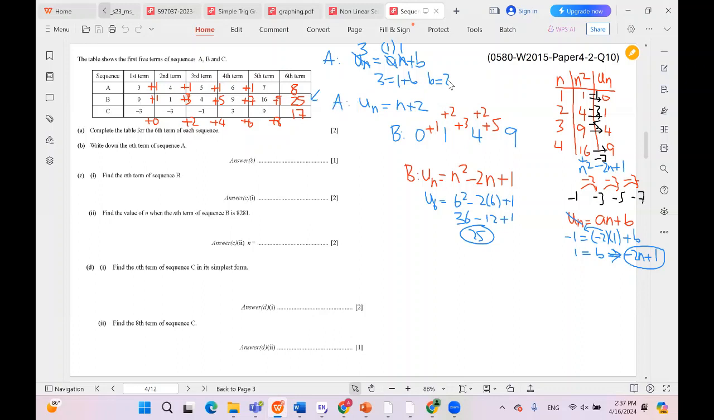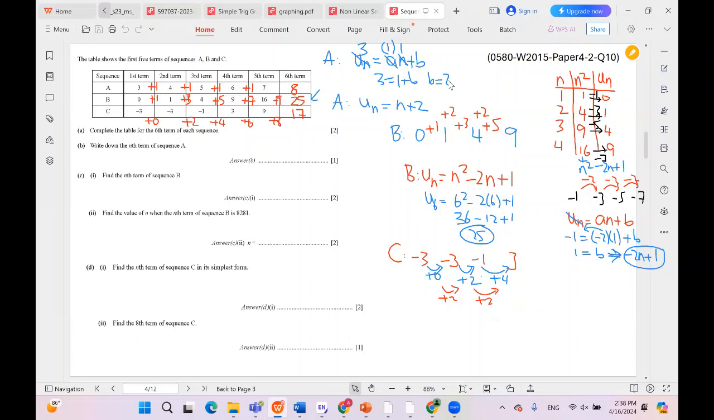We're going to do a similar operation for sequence C. So for sequence C, we have -3, -3, -1, and 3. And we said that we have here +0, +2, and then +4. So on the second layer, we have +2 and +2 again. So this is a quadratic sequence.